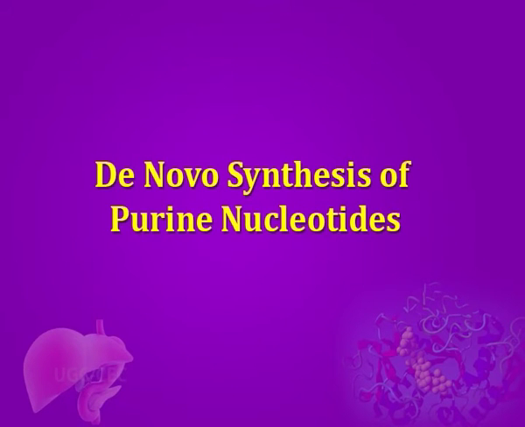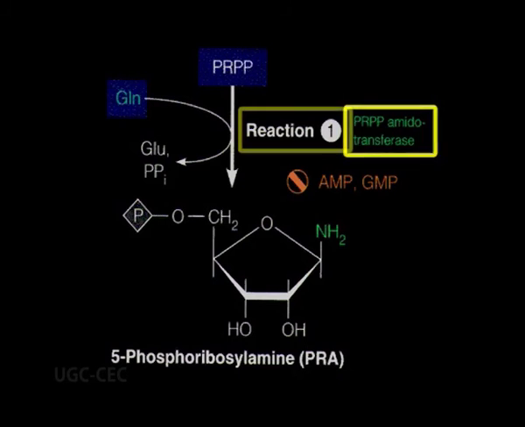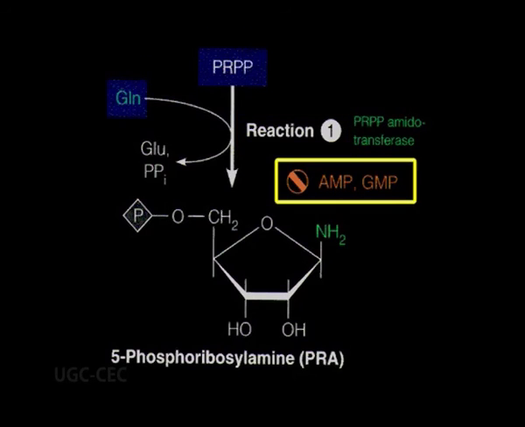De novo synthesis of purine nucleotides. The long metabolic pathways are efficiently synchronized by controlling an early step in the pathway. In purine de novo biosynthesis, the regulated enzyme is PRPP amidotransferase, which catalyzes reaction 1 in the figure shown below. Either AMP or GMP alone will slow down the amidotransferase, while AMP and GMP together act in synergy.